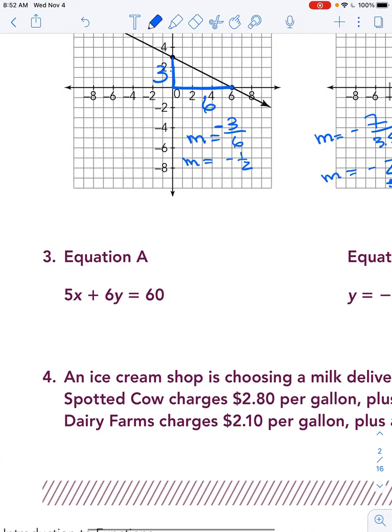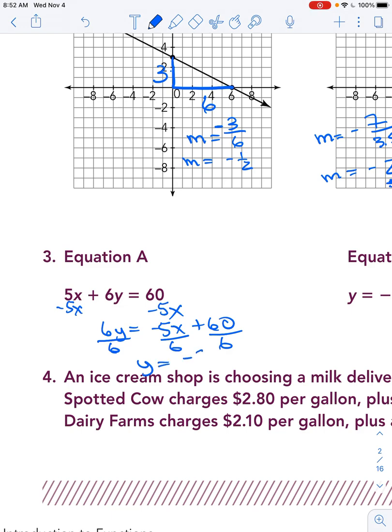Okay, so let's look at this one. I have to solve and get y by itself. So I get 6y equals -5x. Oh, I didn't change colors over there. I just realized that. Divide, divide, divide. I get y equals -5/6 x plus 10.